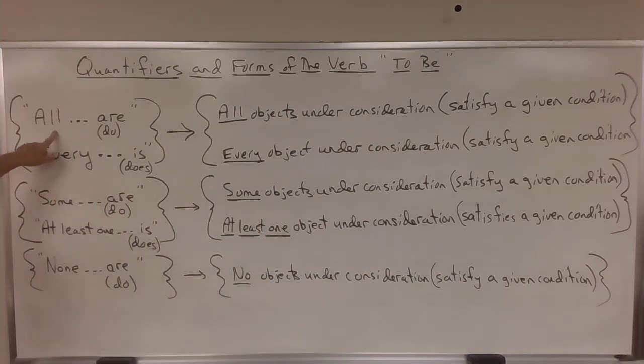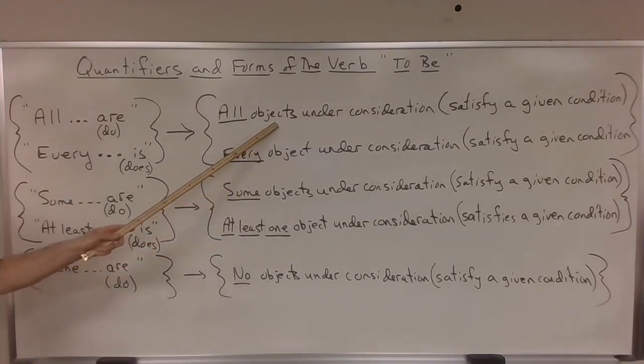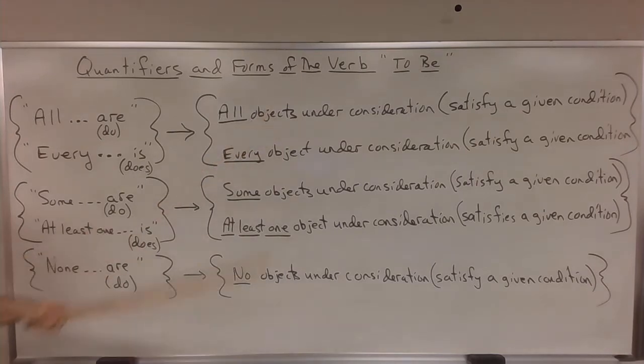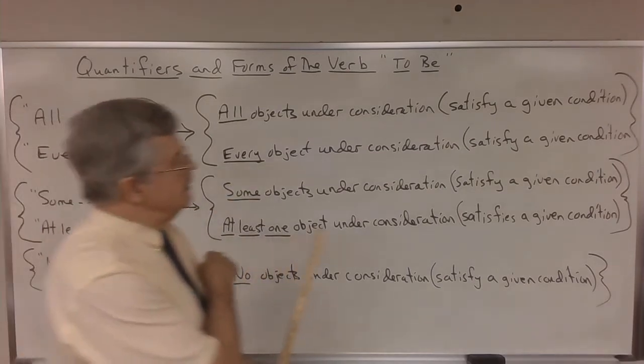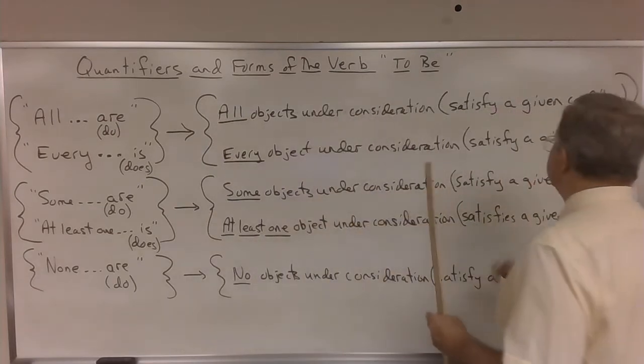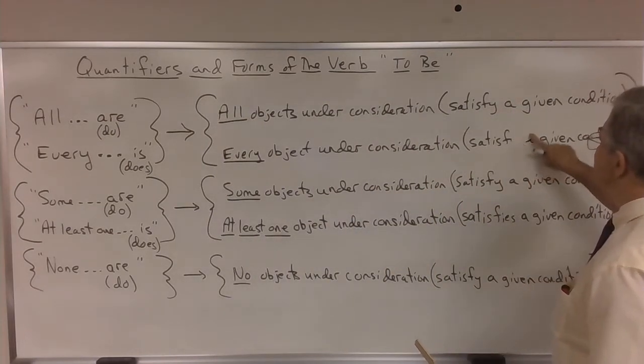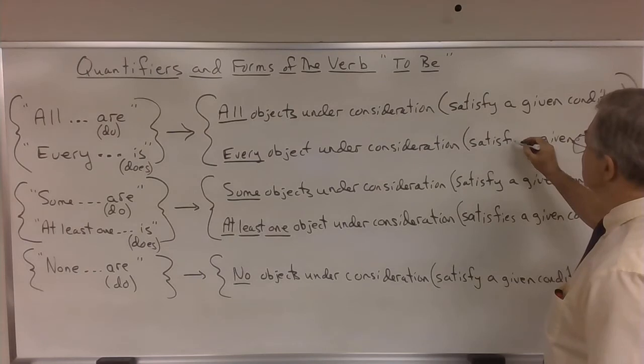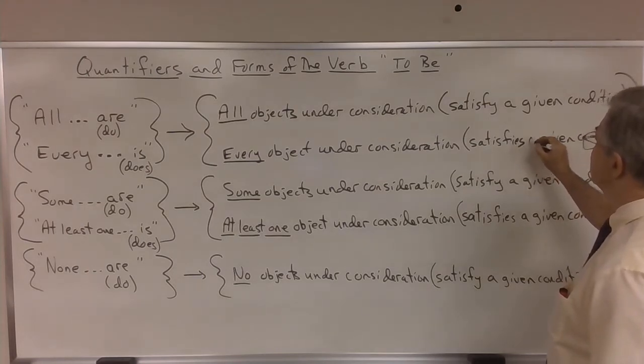So with the quantifier all or every, what we're saying is that all objects under consideration satisfy a given condition, or every object under consideration satisfies a given condition. And, I guess I should make my verbs consistent with the rest of the sentence, huh?